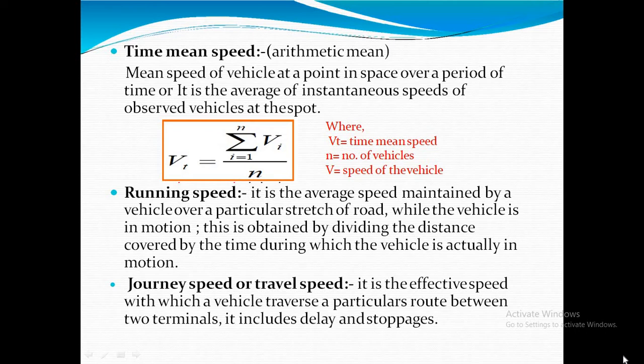And here another point is the overall speed, or travel speed. It is the effective speed with which a vehicle travels a particular route between two terminals. This is obtained by dividing the total distance traveled by the total time taken, including all delays and stoppages en route. So we can say this is journey speed also.